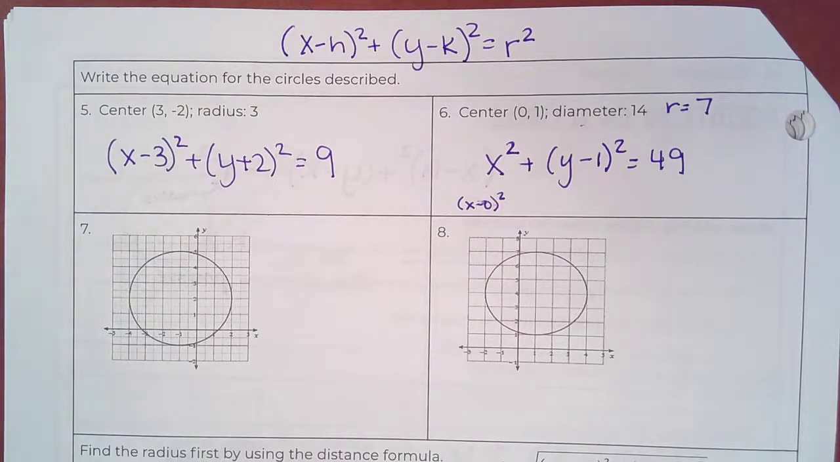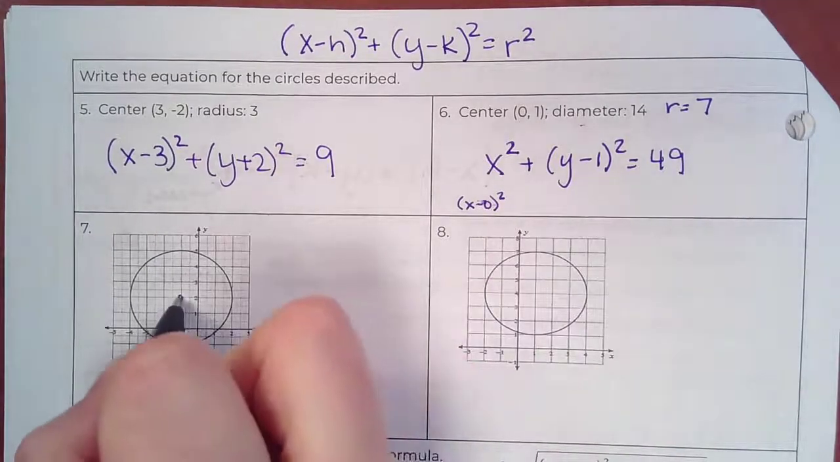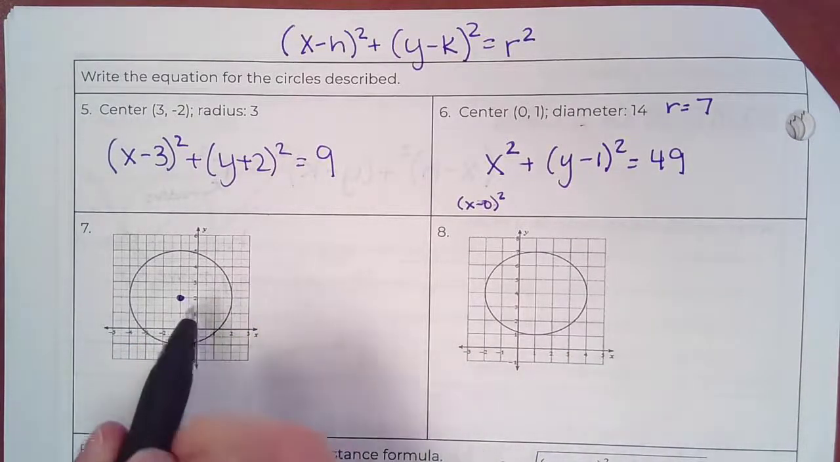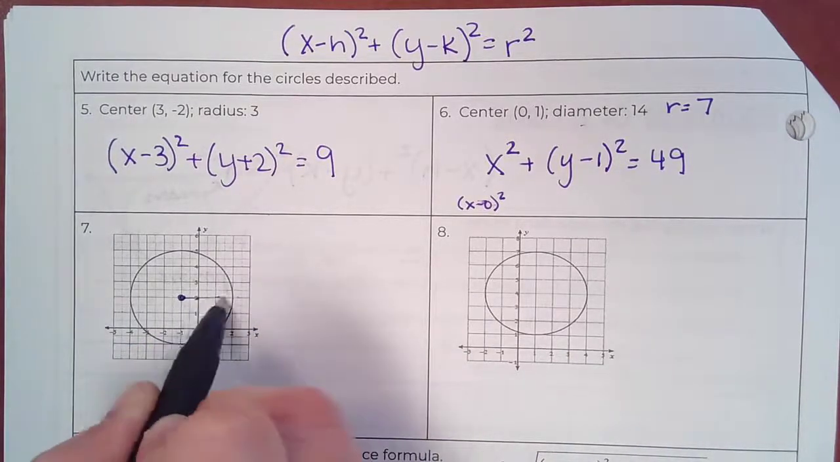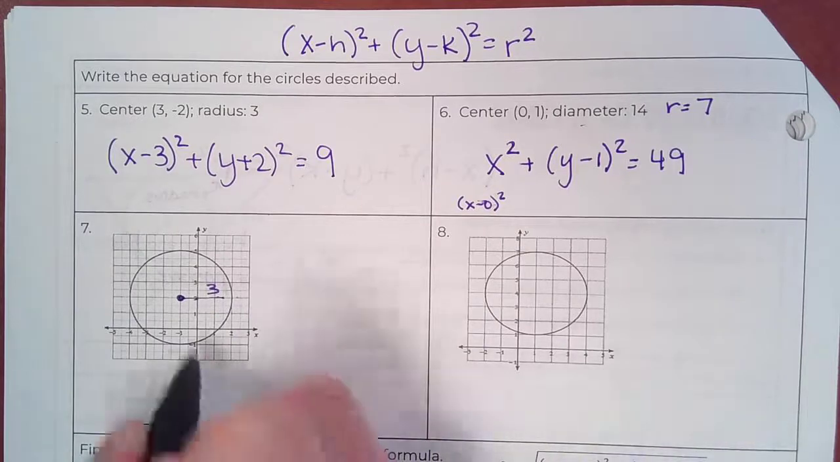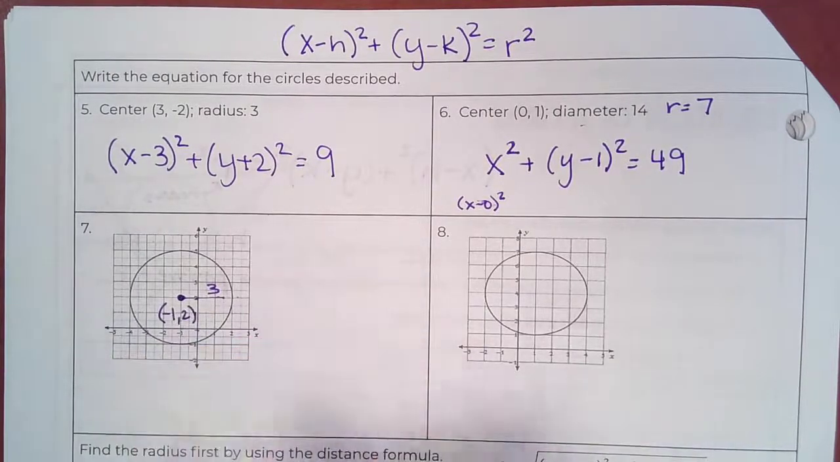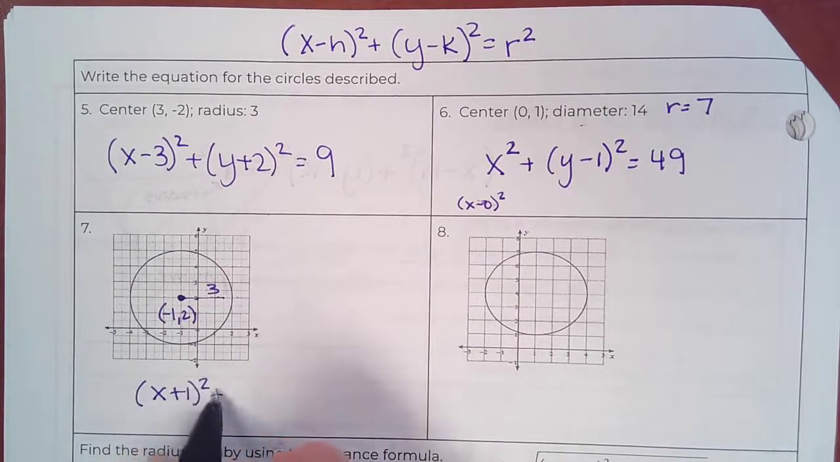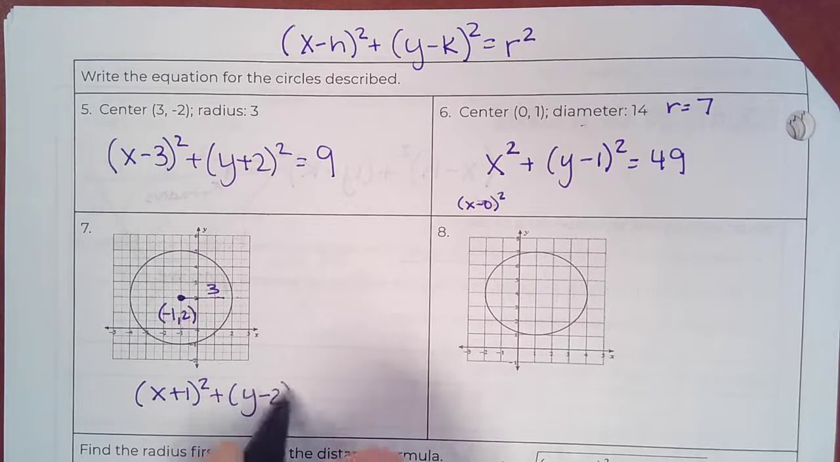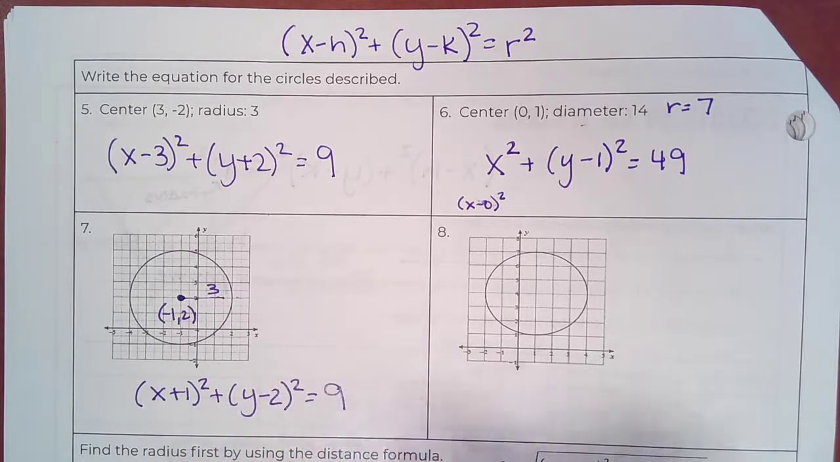Number 7. So finding my center point would be here. It's 1, 2, 3 in each direction. My center point is negative 1, 2. So my equation is x plus 1 squared plus y minus 2 squared equals 9.